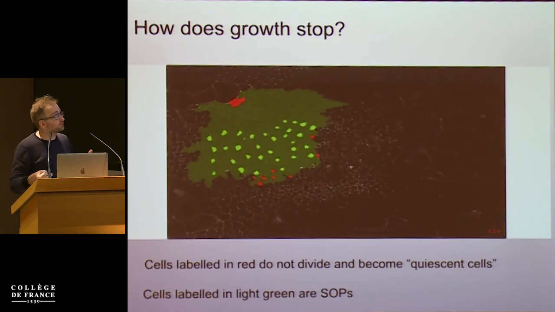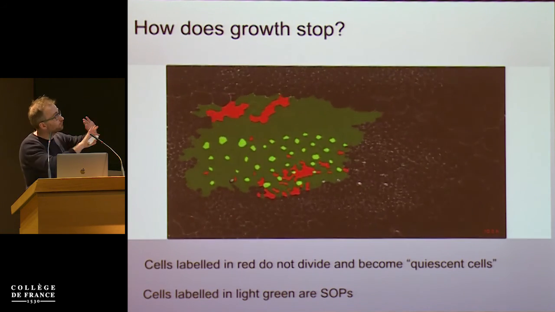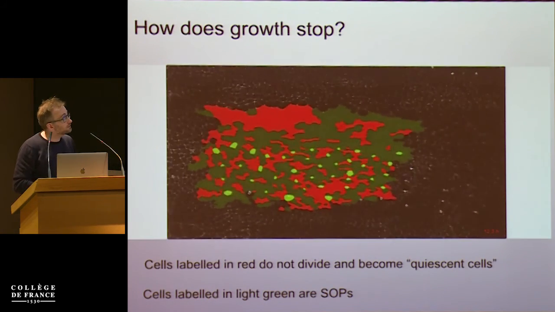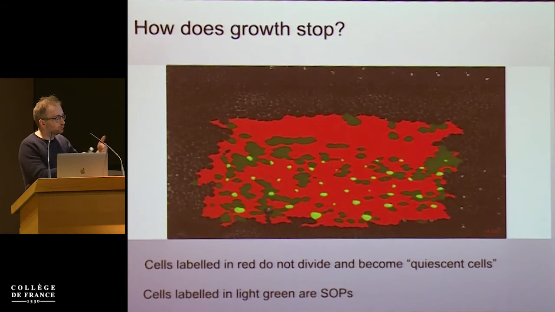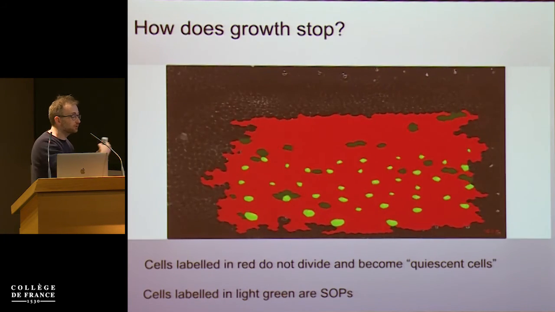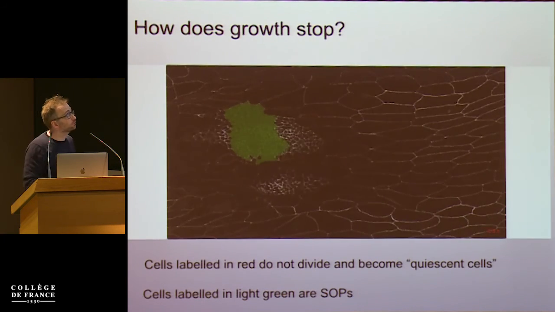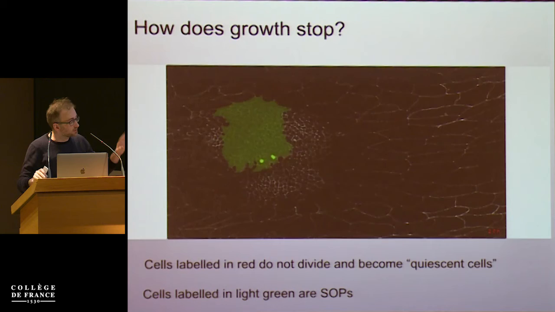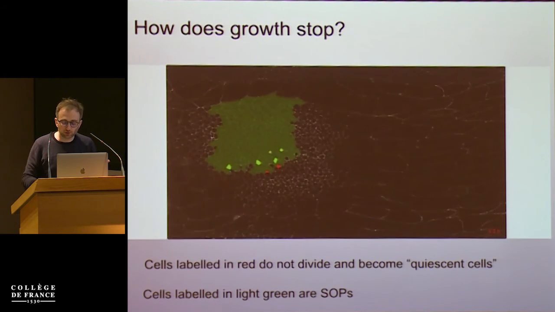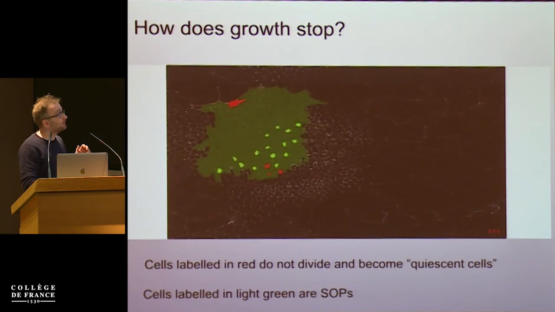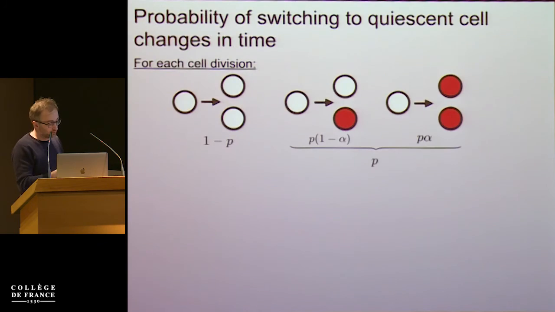And there is this progressive covering by these quiescent cells, and if we compare between different movies, there is no clear spatial correlation between different movies, so the apparition of these cells appears to be stochastic. So what we do then is that we have quantified the probability for each division to give rise to one quiescent cell.